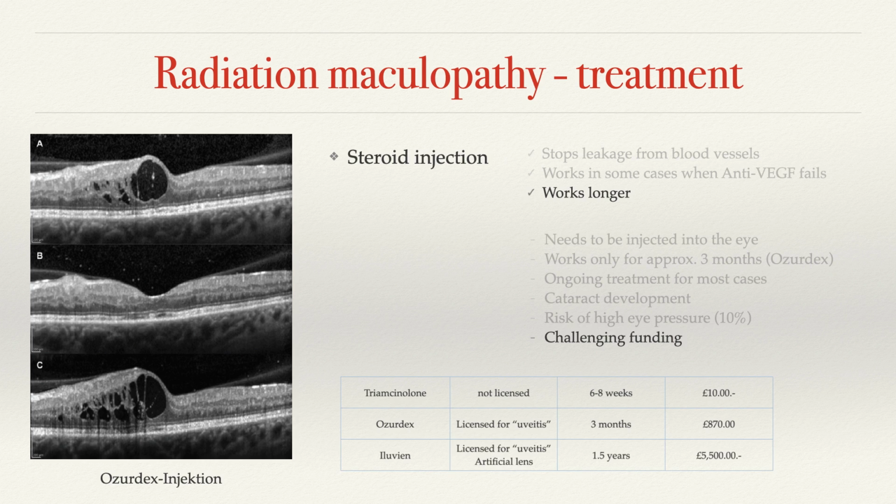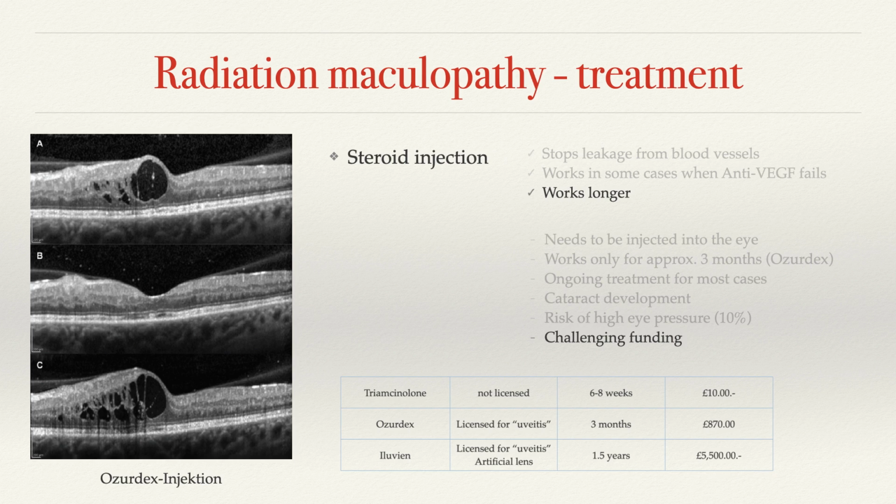And finally, there's a top one on the market called Iluvien. This is a long-acting steroid. It works for 1.5 years, but it is a lot more expensive. It's £5,500 at the moment. It's again licensed for uveitis, but you have to have an artificial eye and you have to have some treatment before demonstrating that it responds to steroids.